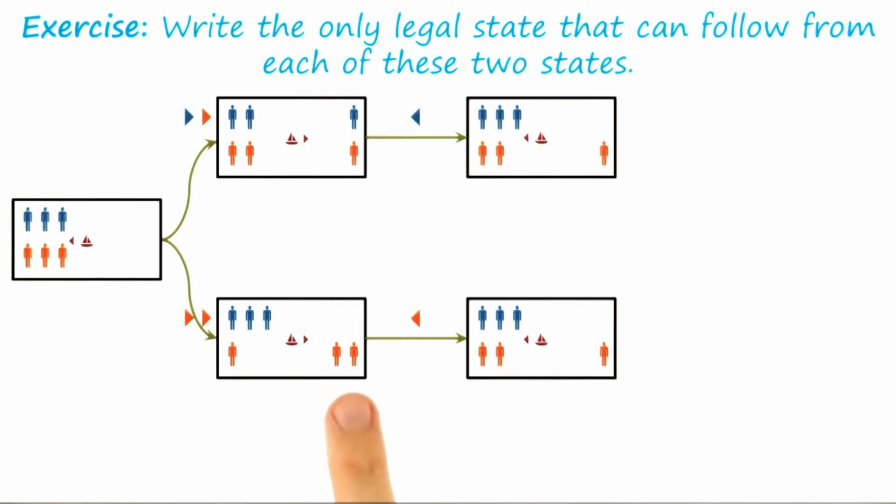Similarly, on the bottom, we could either move both prisoners back to the left, or just 1. Moving both would take us back to our original state, which isn't productive. Moving just 1, then, is our only legal next state. That was a good answer, David.